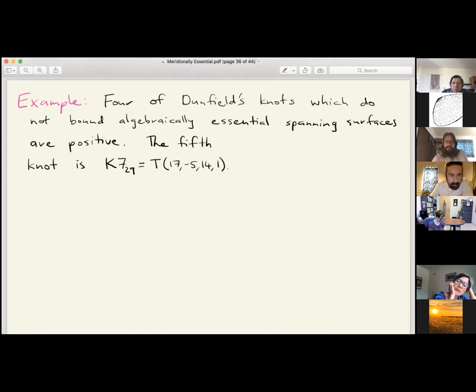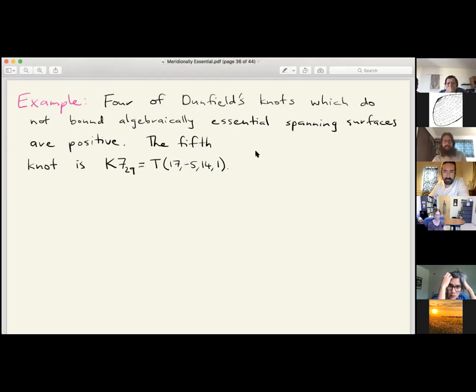Okay, so one more example, let's look at these knots of Nathan Dunfield. He found 5 knots that did not bound algebraically essential spanning surfaces. 4 of them happened to be positive, so they automatically satisfy that previous theorem, and so they must bound meridionally essential spanning surfaces. The 5th one is this twisted torus knot. It's not known to be positive. It certainly doesn't look positive.